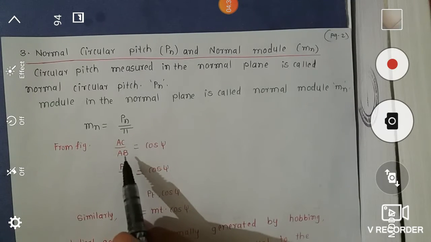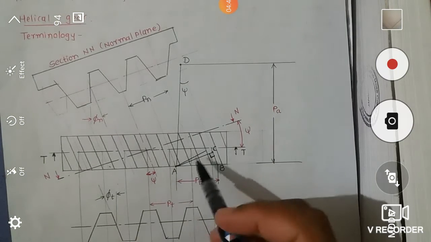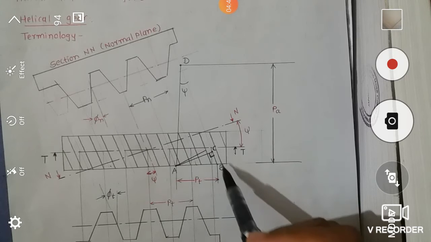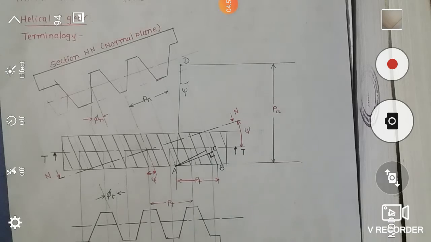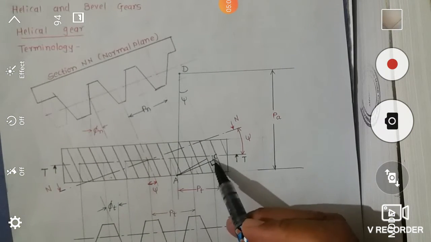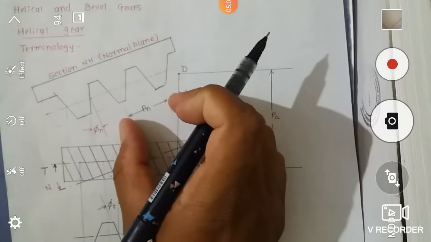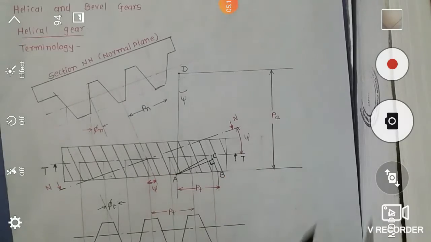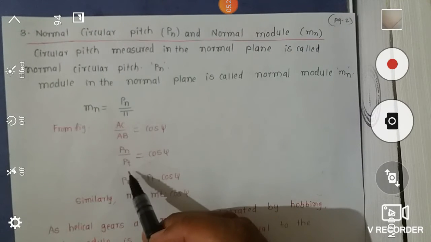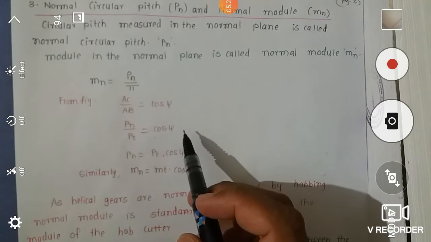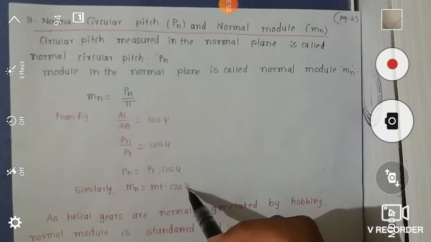From the figure, AC upon AB is equal to cos psi. If we observe the figure, consider this is point A, this is point C, and this is point B. So if we see the formula, this AC distance is equal to this normal pitch distance, and AB is nothing but PT. So AC upon AB is equal to cos psi, and if we substitute the distances, then PN upon PT is equal to cos psi. Therefore PN is equal to PT into cos psi. Similarly, MN is equal to MT into cos psi.